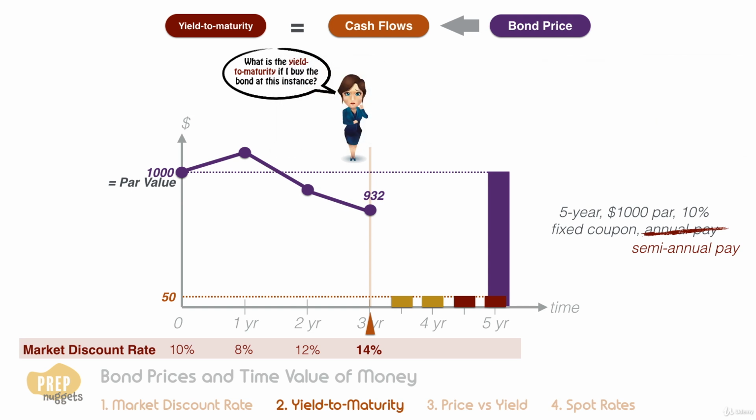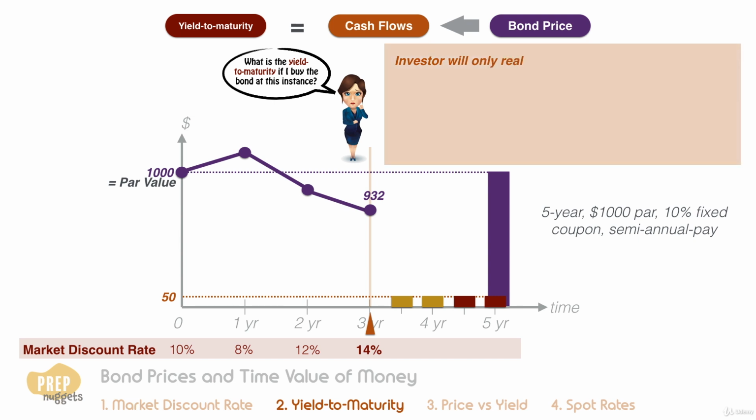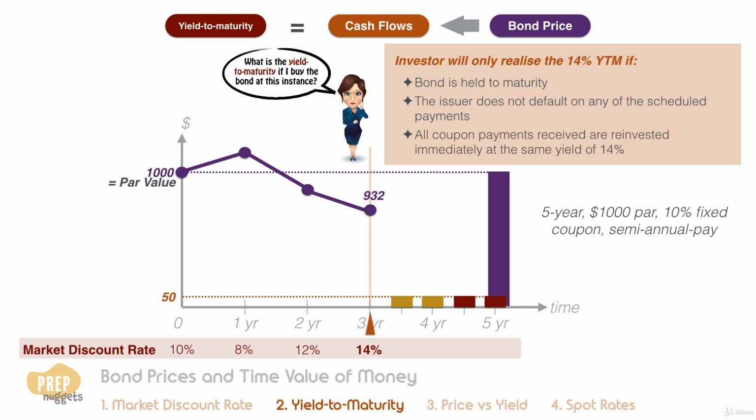This means that if the investor buys the bond at this point, at the market price of $932, the annualized rate of return to the investor is 14%. However, there are some critical assumptions to bear in mind. The investor will only realize the 14% yield to maturity if the bond is held to maturity, the issuer does not default on any of the scheduled payments, and the investor is able to reinvest coupon payments at that same yield.